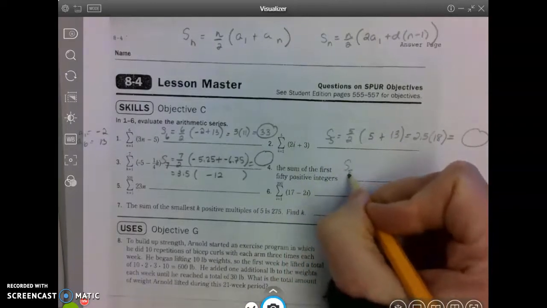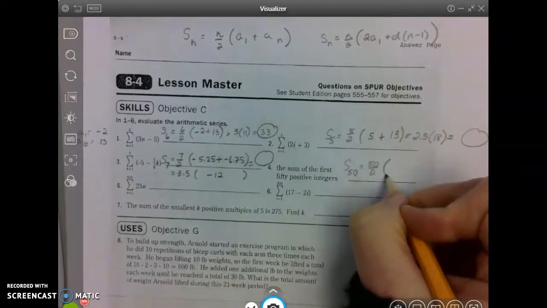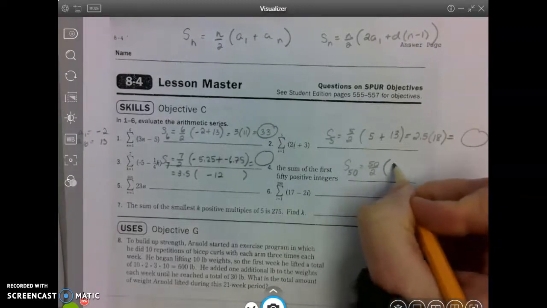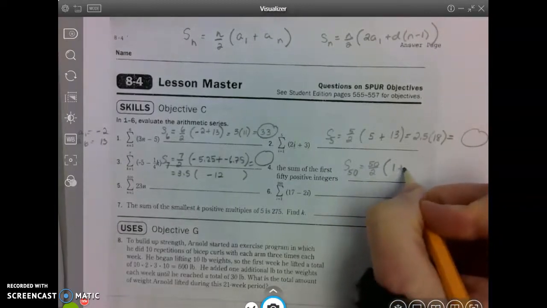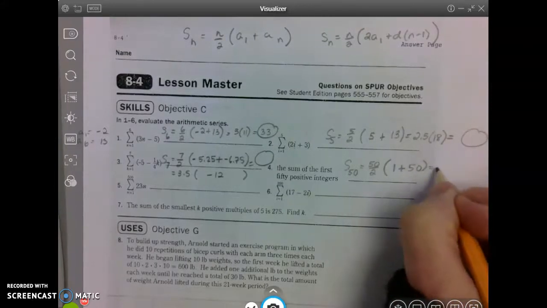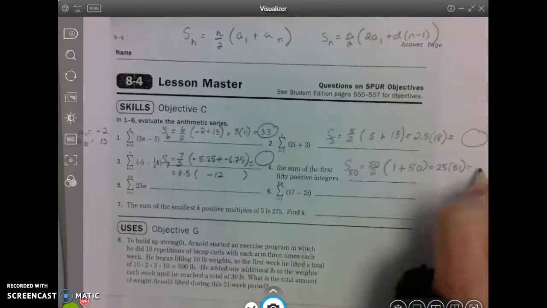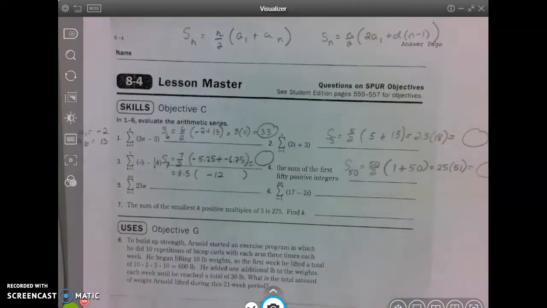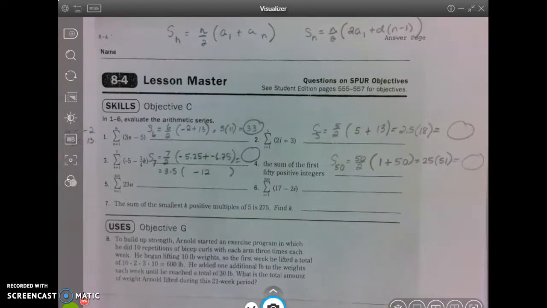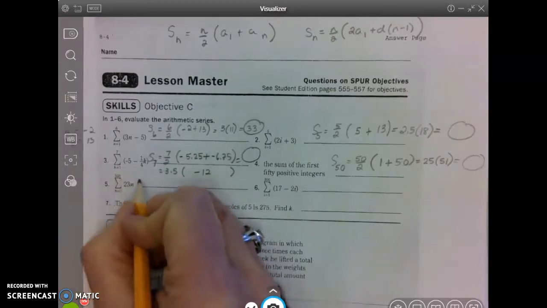So s sub 50, so that's 50 divided by 2. The first positive integer is 1. The last positive integer of the first 50 is 50. So I just end up with 25 times 51. And I get my final answer. All right, let's go to number 5. I'm going to add up the first 500 terms.